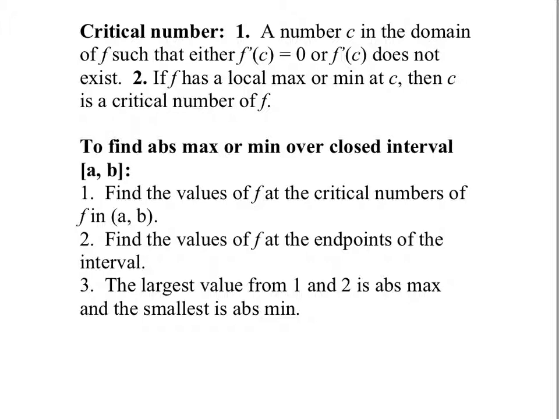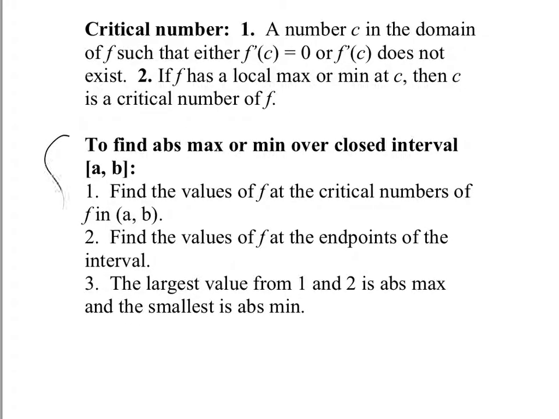A number C in the domain of f such that f prime of C equals 0, or f prime of C does not exist, or f has a local max or min at C, is a critical number. So in other words, we want to know where f prime is equal to 0, and where f prime is not defined. Not f, but where is f prime not defined? All right, and then we have actually been doing local max and mins for a long time. We're going to use this concept, though, combined with the 3 steps below here, in order to determine absolute max and mins.